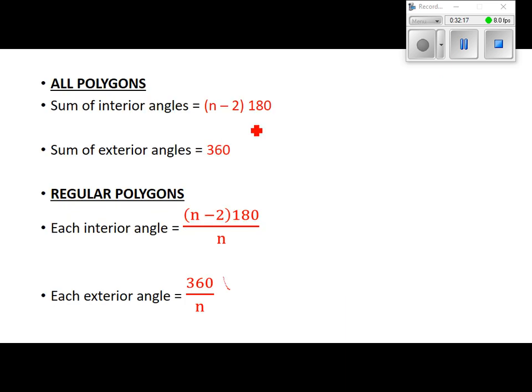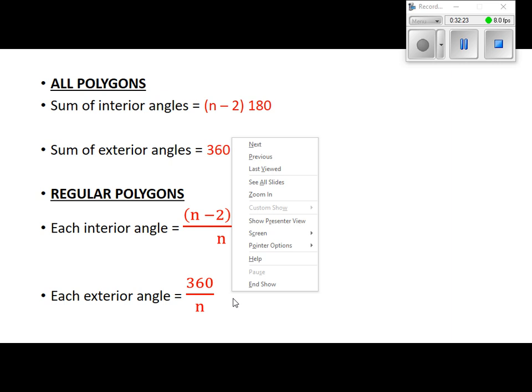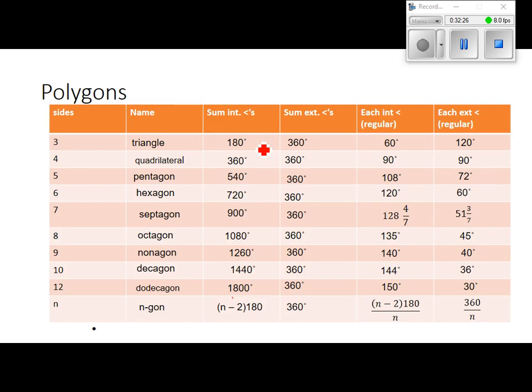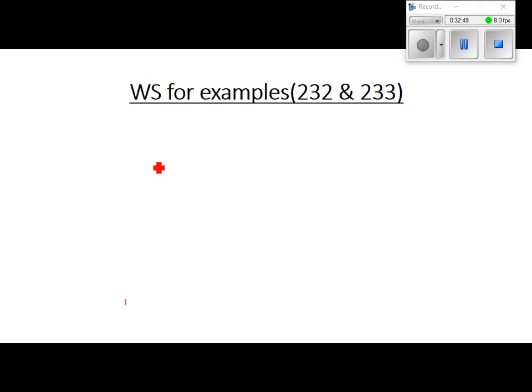Again, these are the four formulas. Make sure you know those. That's what you're going to use on the assignment. This is the table again. It would help you if you know that you're dealing with a hexagon, then you know the sum of the interior angles is 720, the sum of the exterior angles is 360. If it's regular, each interior angle is 120 and each exterior angle is 60, and you could just use that chart to fill in some of your answers on the assignment.